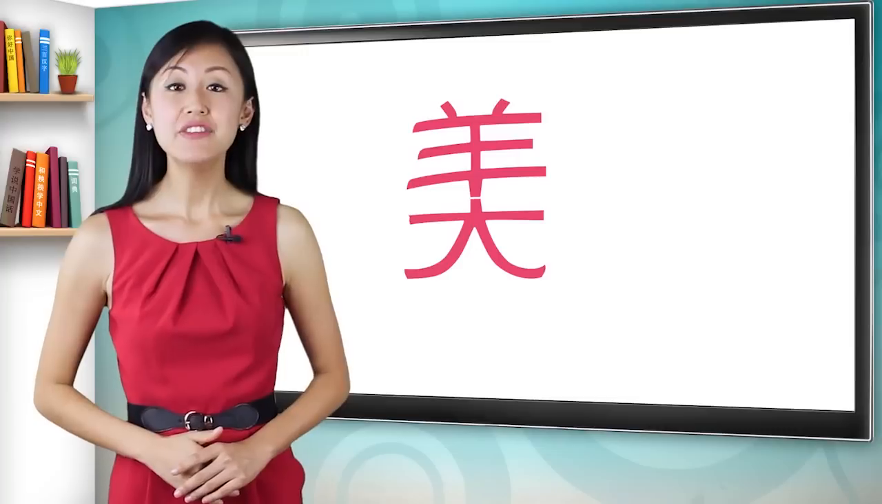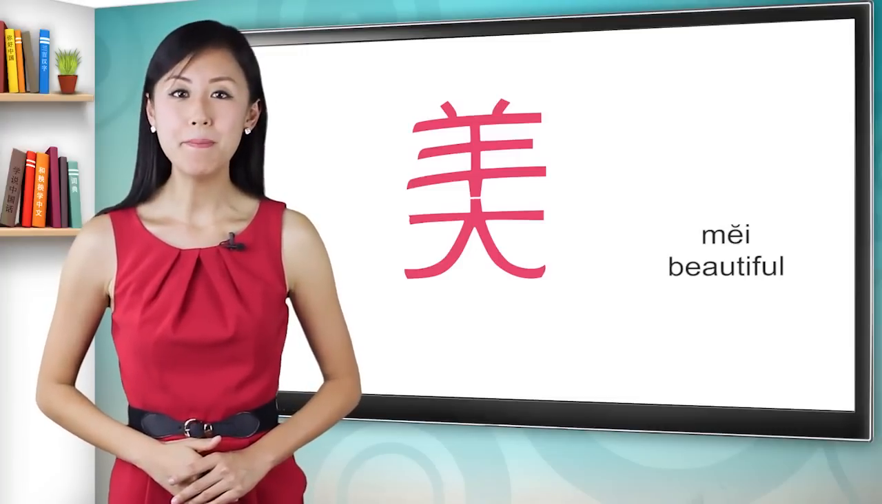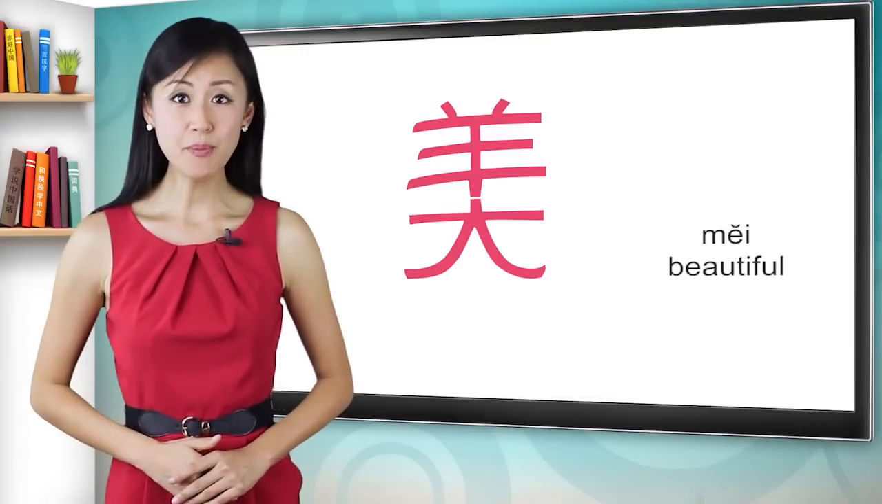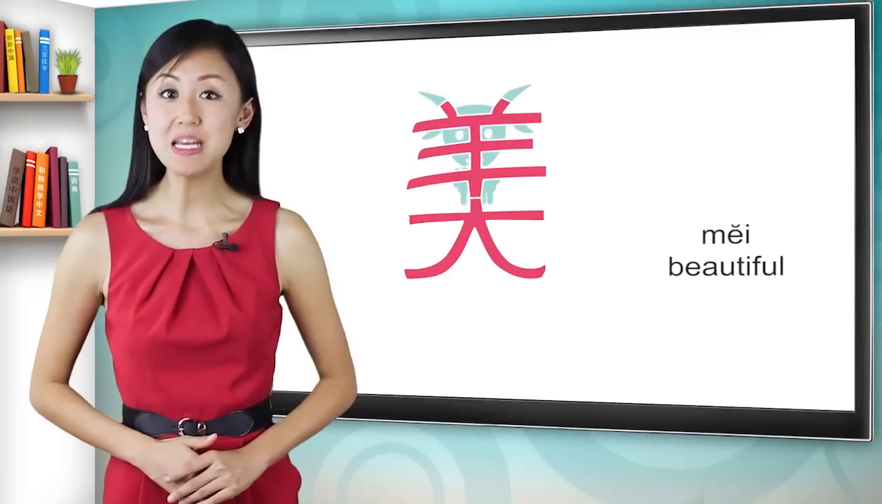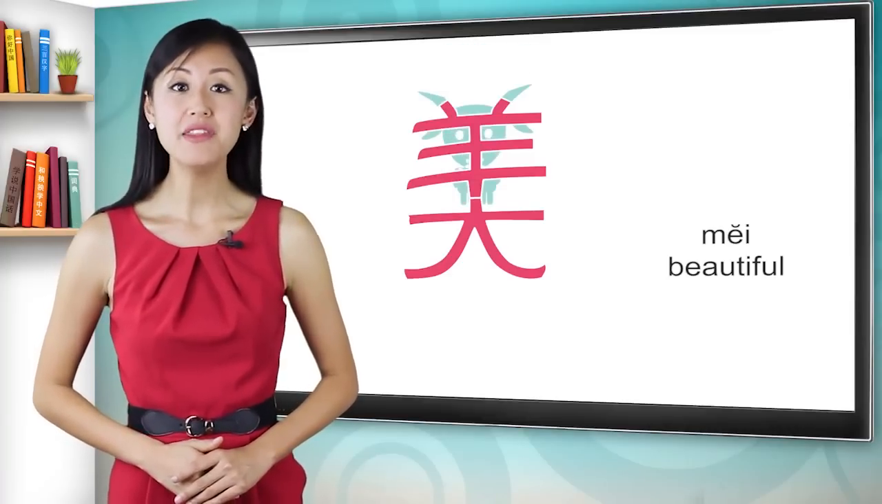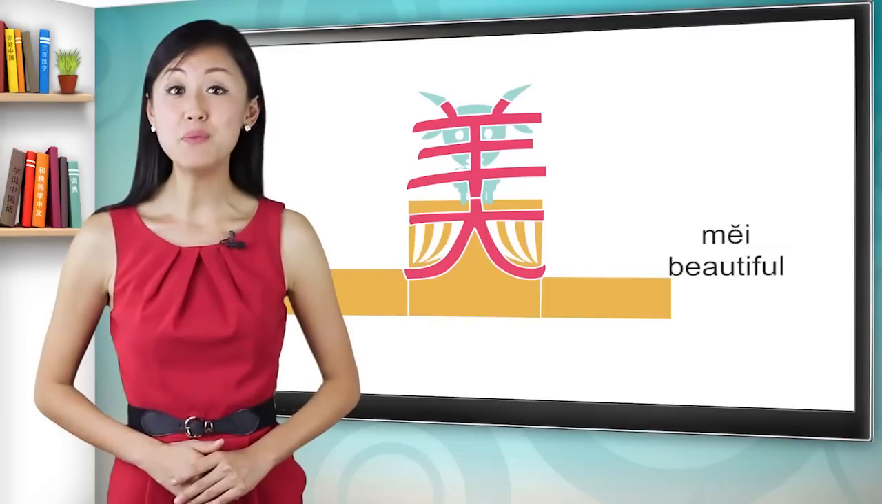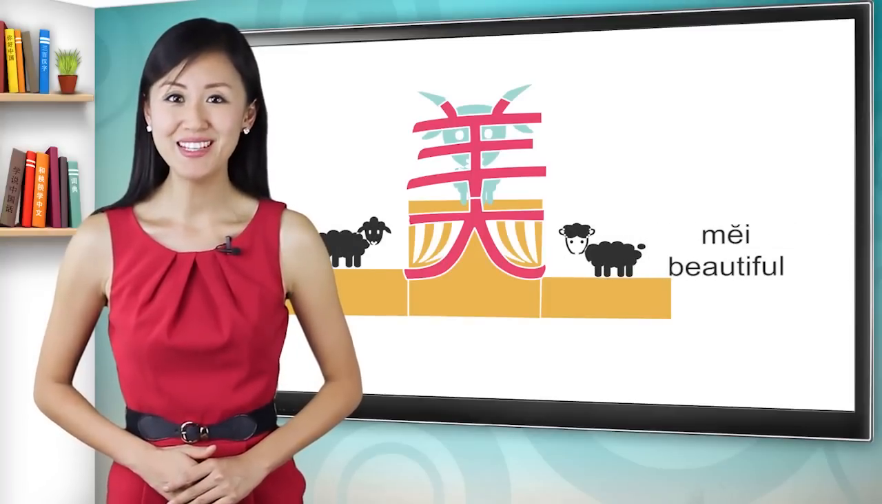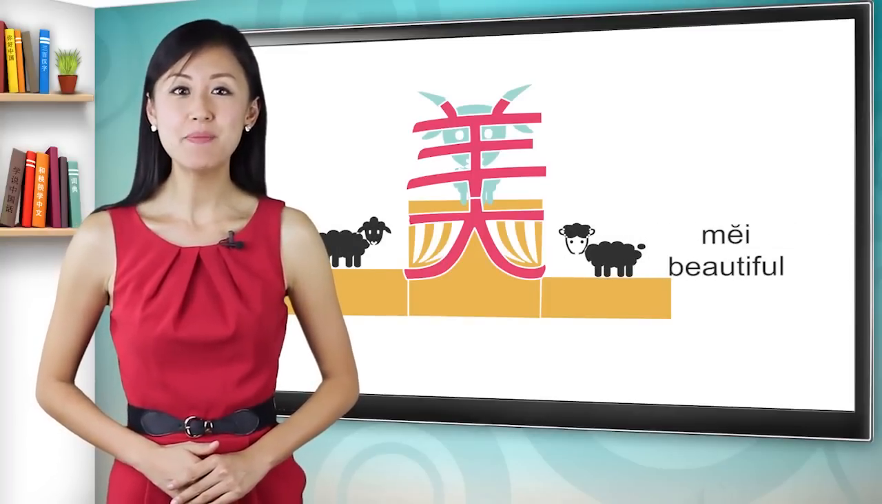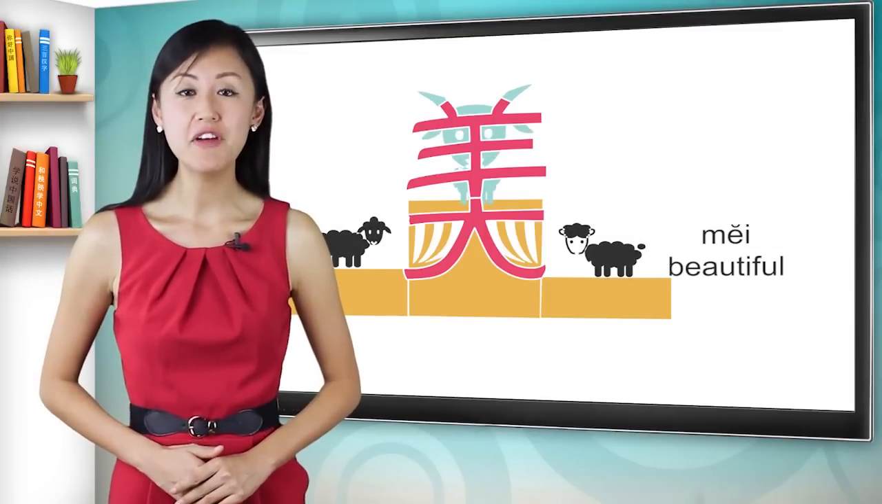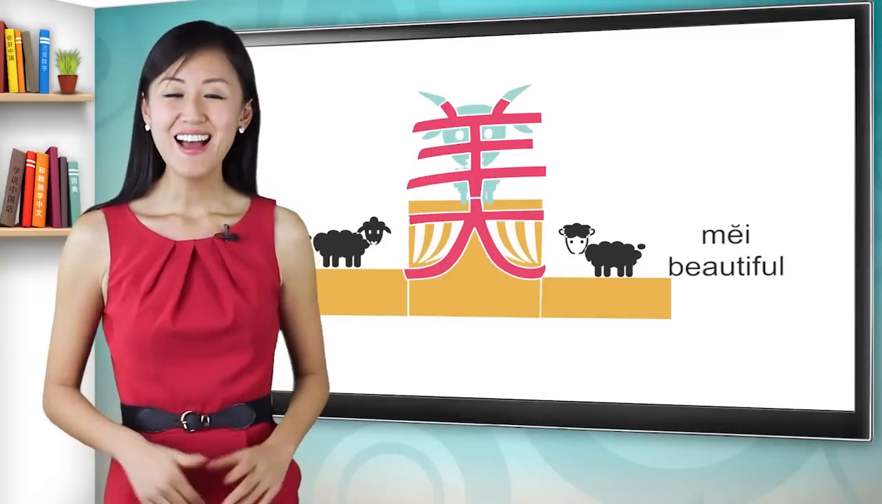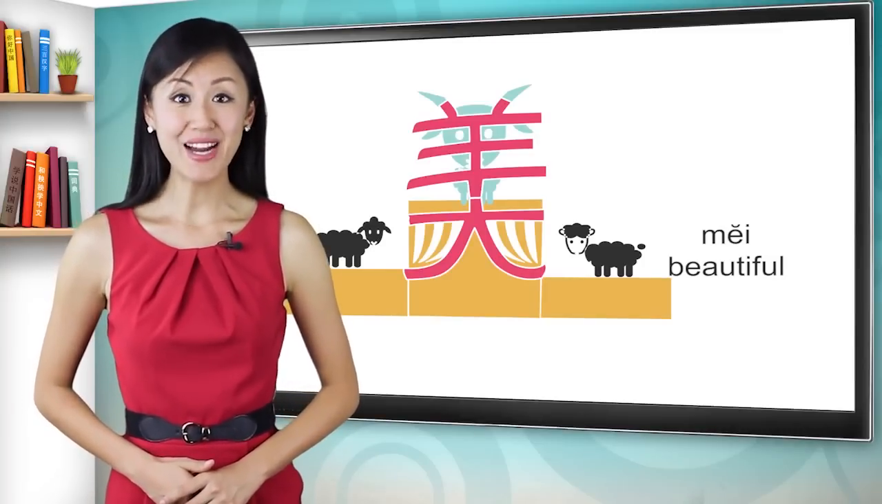Other characters don't have obvious stories, but you can make them up to help you remember them. For instance, this character means beautiful, 美. It contains a component on the top that means sheep and a component on the bottom that means big. So you can maybe picture in your mind a beauty contest for sheep, and whichever sheep is the biggest wins the title of most beautiful. I know it's so silly, but it works, right?